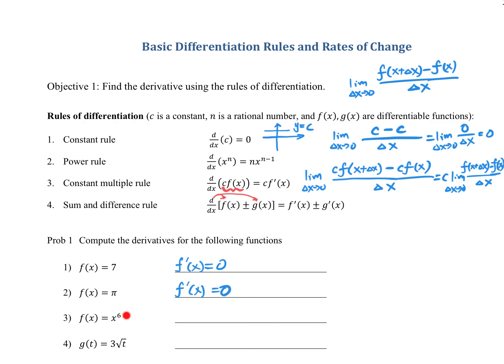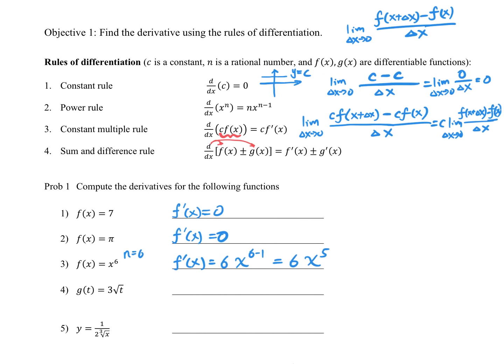The next one is a power function, x to the power 6. Therefore, we use power rule. And in this case, the n is 6, right? So therefore, f prime of x equals, according to the rule, 6 times x to the power of 6 minus 1. So therefore, 6 times x to the power 5. And once you are familiar with the rule, quite often you can do this immediately without writing this intermediate step. Let's move on to the next question.